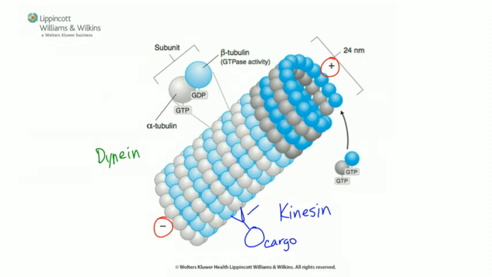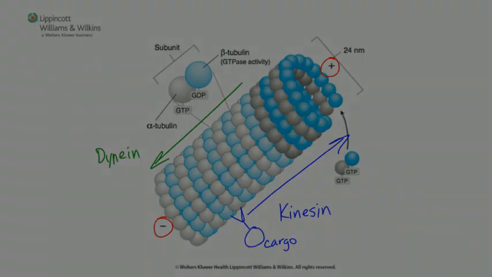So dynein and kinesin attach to the outside of the microtubule, and they also attach to whatever cargo they're hauling, and then they walk along the microtubule from one end to the other, dragging their cargo with them. So kinesin walks toward the plus end of the microtubule, which is generally going to be away from the nucleus, so that's called anterograde transport. And then dynein walks in the other direction, toward the minus end, which is called retrograde transport. We're going to come back to dynein in just a second.